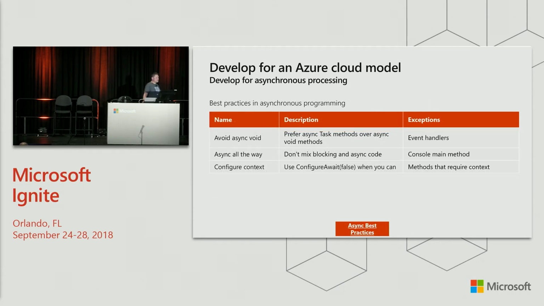Some of the best practices in async programming: avoid async void. We always want to actually have an async Task method. The only exception would be an event handler. And we want to use async all the way. We don't want to mix synchronous and asynchronous code if possible. The only exception would be if you're writing a console application, where you have your Main method. But try not to mix async and synchronous processing. And then make sure to configure context. Use ConfigureAwait(false) when you can. Your exceptions would be methods that require context.